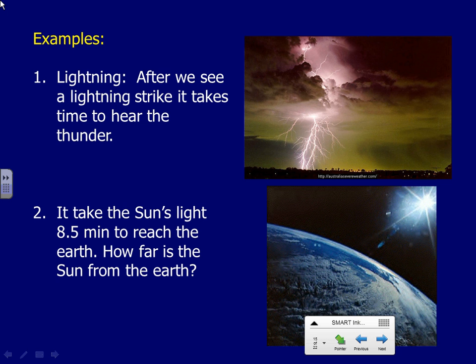After we see the lightning strike, it takes time to hear the thunder. And number two, an example that indicates the speed of light: it takes the sun's light 8.5 minutes to reach the Earth. So even though light is incredibly fast for us here on Earth, and we see an event pretty well exactly when it happens, when you get to astronomical distances, it takes time for the light to travel through space.